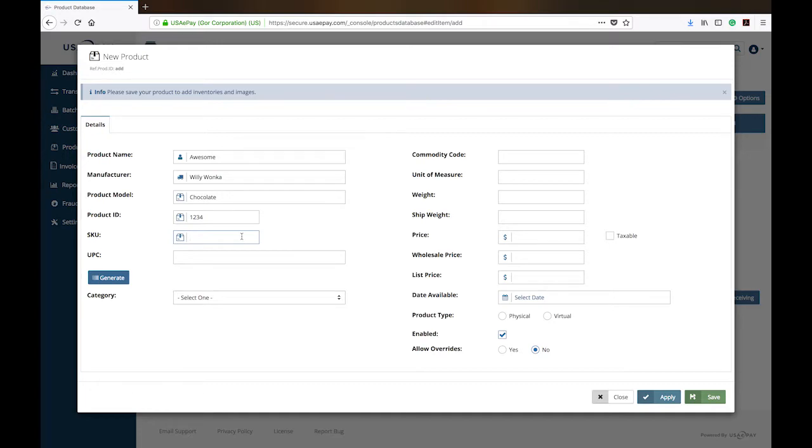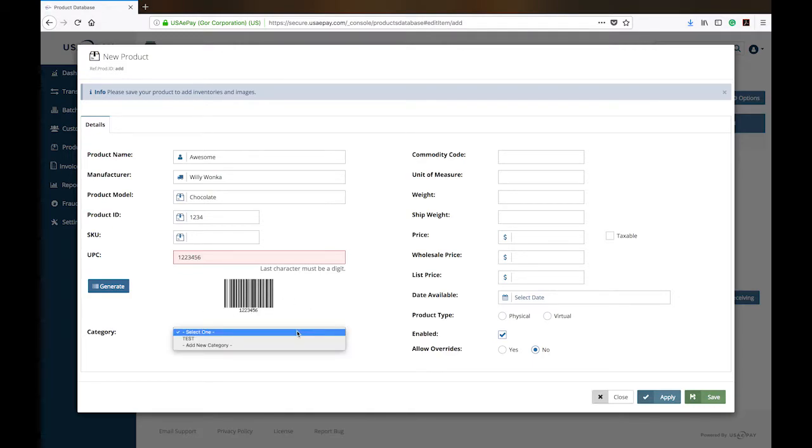We don't really need a SKU or a UPC, although we can generate one if we go ahead and add in some characters and some numbers, which is really cool. So this is something that you could scan if you so chose to. There are categories. I'm going to go ahead and select the test one. You can add new categories as you like.